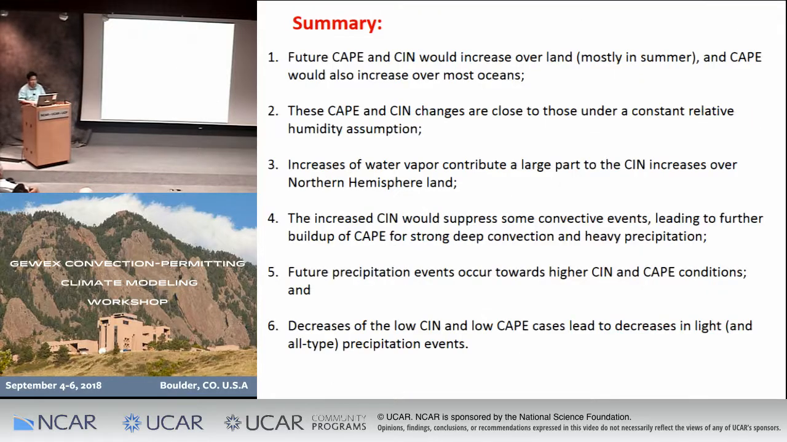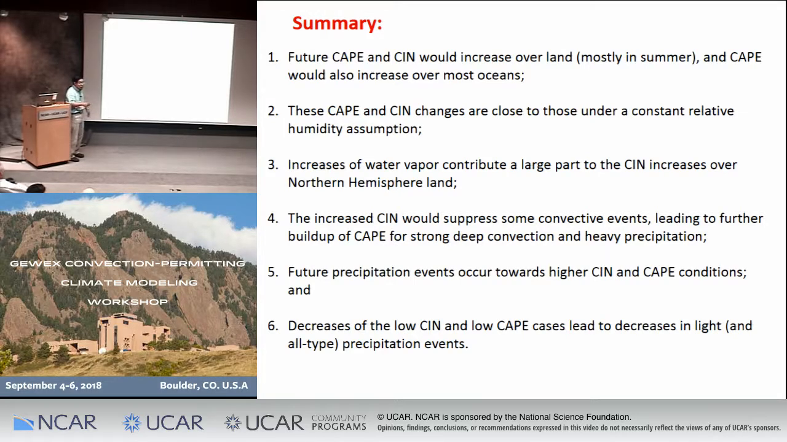Just to summarize a few key points, I want to emphasize this is still ongoing work. We are still trying to digest some of the results. Basically, future SINE and CAPE would both increase over land. We mostly focus on summer because that's where the signal is stronger. These changes are very close to the values you would get when assuming a constant relative humidity change. We also show that the increase in water vapor content is a major contributor to SINE becoming stronger in the northern hemisphere land.